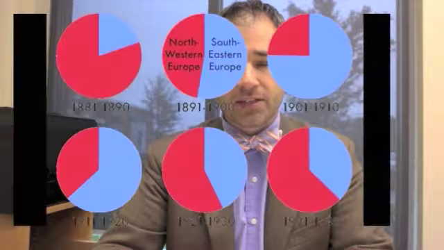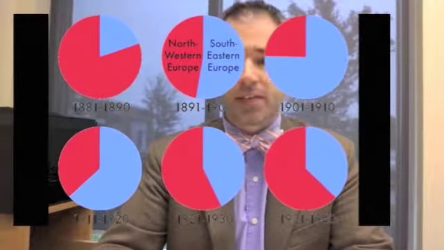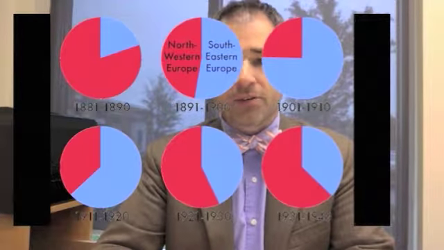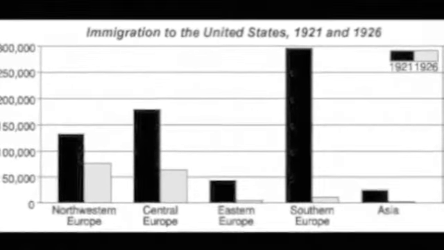Now, the quota system works very simply. A certain percentage of people are allowed into the country from a given area. Typically, this would be something like 2% of the population already in the United States would be allowed to come in. So if there's 1,000 Italians living in the United States, that means 2% of that would be able to come in, and that's 20 people would be able to come in from that country. So this severely limits the new immigrants, those old immigrants which hadn't been coming in.